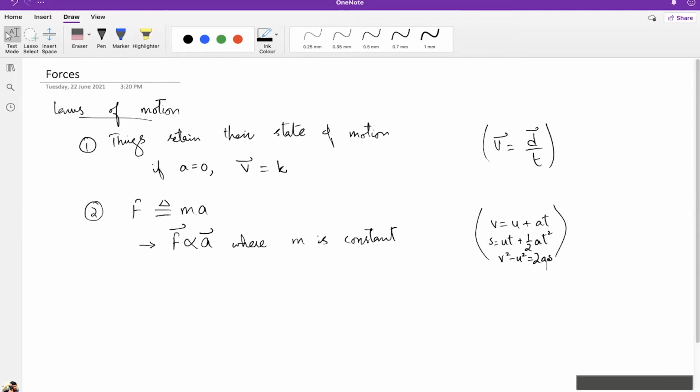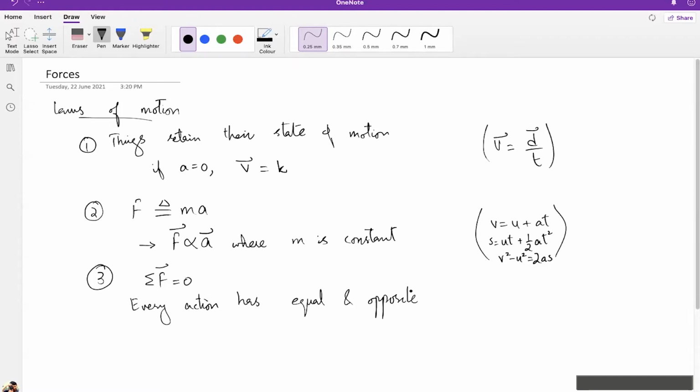The third law, also a very famous law, simply says in mathematical terms that the sum of forces is zero, which may sound really, really weird. How have we usually heard about it? We usually think about it like every action has equal and opposite reaction.